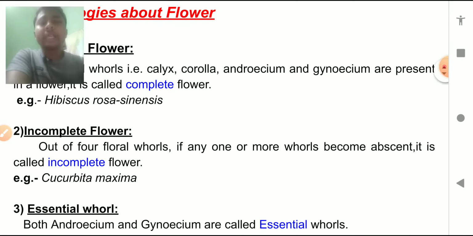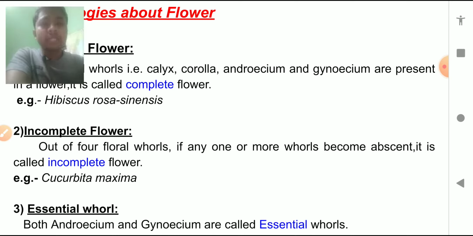Next we talk about the incomplete flower. When, out of the four floral whorls, any one or more than one become absent, it is called an incomplete flower. In the case of an incomplete flower, remember that any one of calyx, corolla, androecium or gynoecium can be absent, or more than one can be absent. Like in some cases calyx is absent, in some cases androecium is absent, in some cases gynoecium is absent.